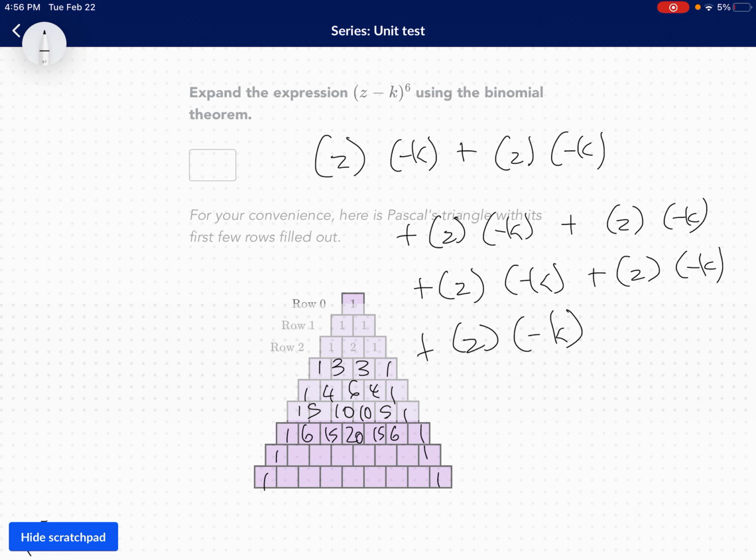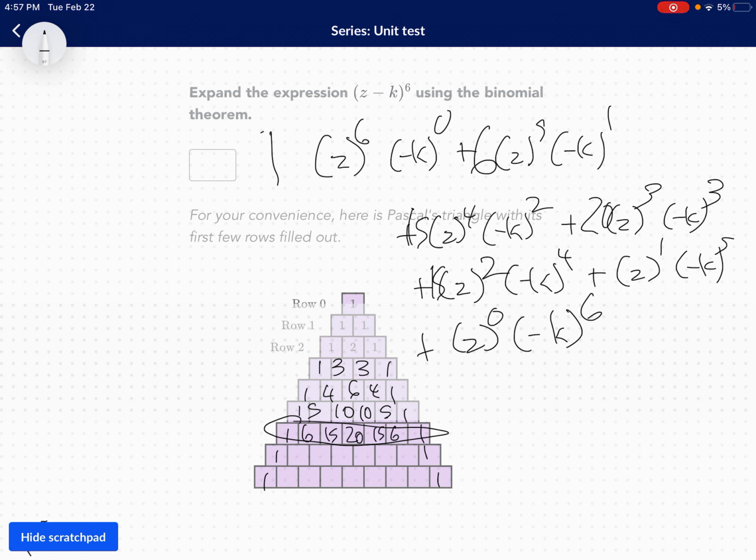Okay, so for the first one, for z, we descend: 6, 5, 4, 3, 2, 1, 0. And for the other one, we ascend, so 0, 1, 2, 3, 4, 5, 6. And for the coefficients, we just use Pascal's triangle. So we would use this one, I believe. Let's see, 1, 6, 15, 20, 15, 6, 1, yeah.